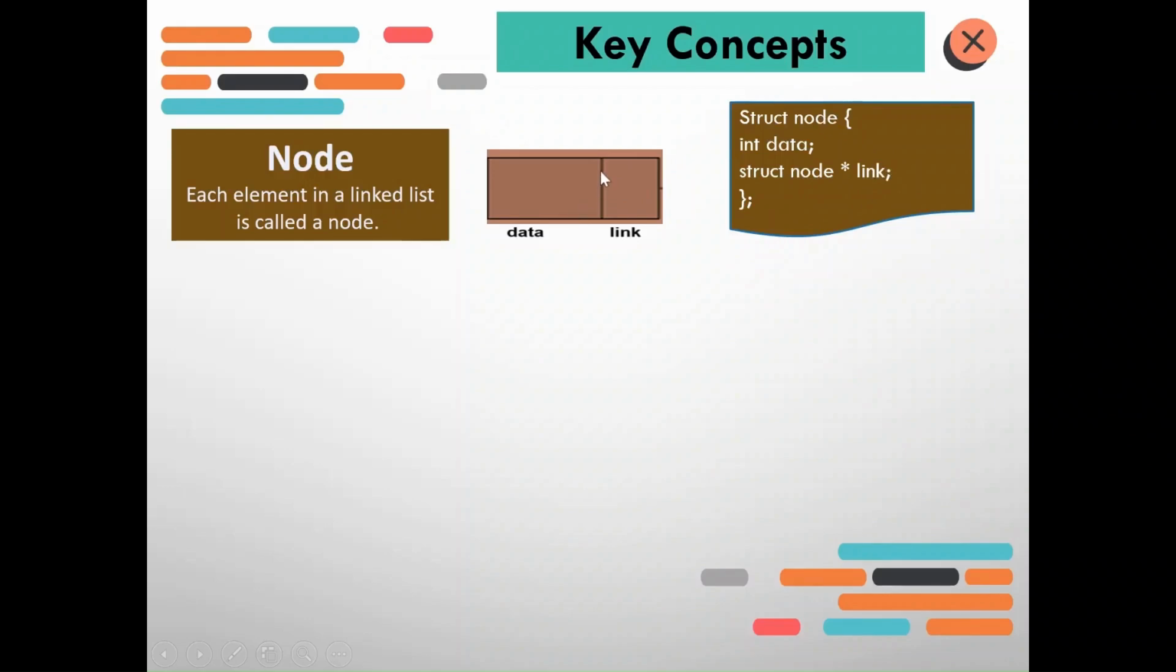Since each node is a composite kind of entity wherein we have two components, one is the data and another is the link part, it makes it imperative for us to declare the variable as a composite data type.